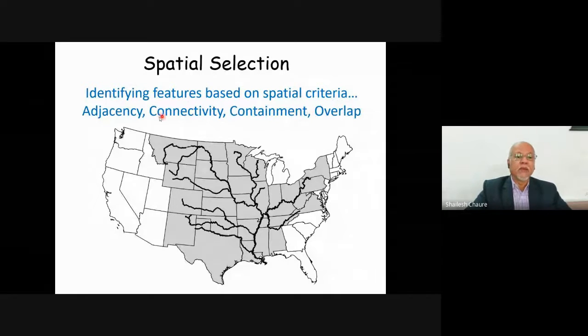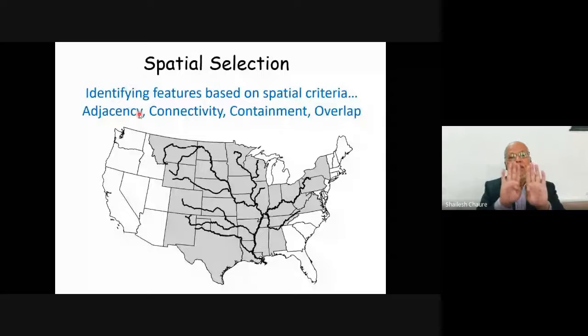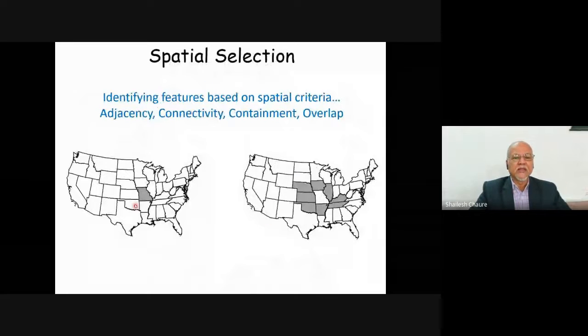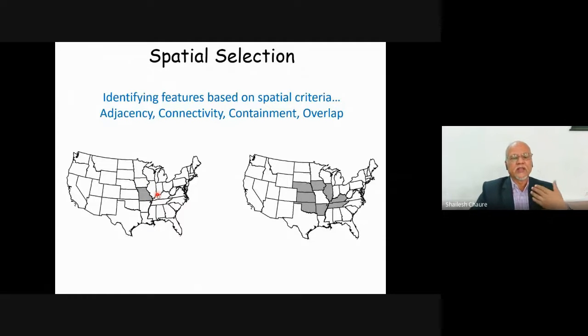These criteria may be adjacency. If two polygons are touching, then just by seeing this particular map, I can say that these 1, 2, 3, 4, 5, 6, 7, 8 polygons are touching this particular polygon. But how will the software know? Visually, we can just see it and tell it, but getting this answer from a software will need spatial systems.